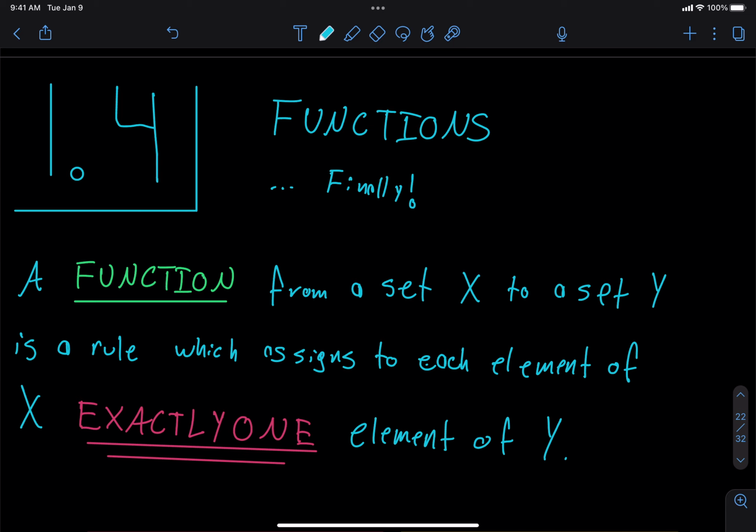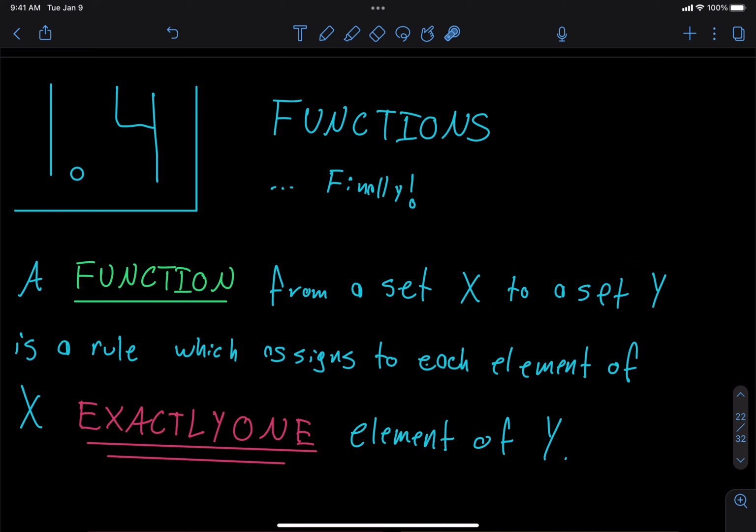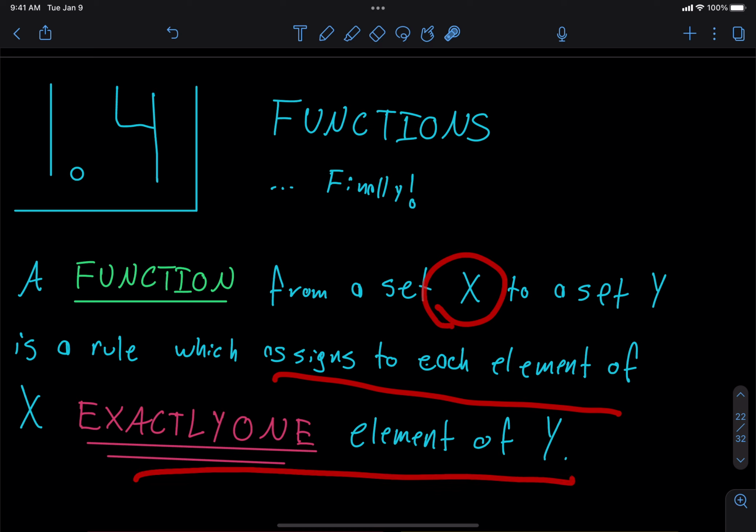So let's talk about what a function is. A function from a set x to a set y, and yes, set notation is not going anywhere. We have sets of numbers, and we say that a function takes a set of numbers x and maps it to a new set of numbers y. What we are going to do is assign to each element of the domain x exactly one element of y, okay?